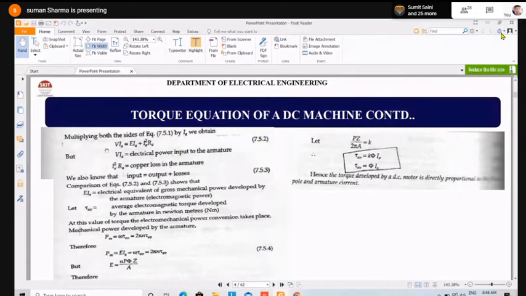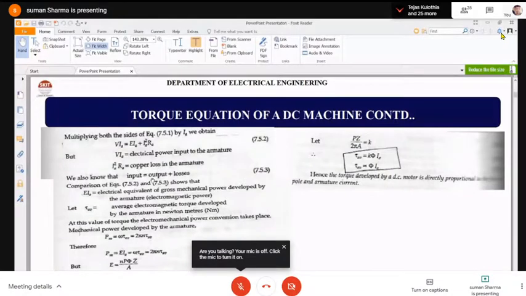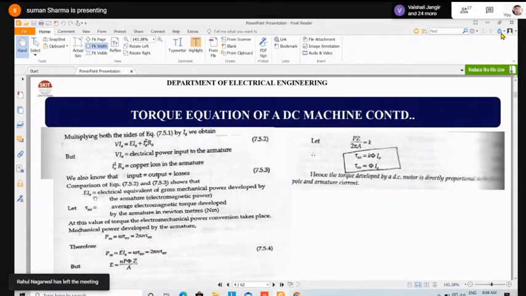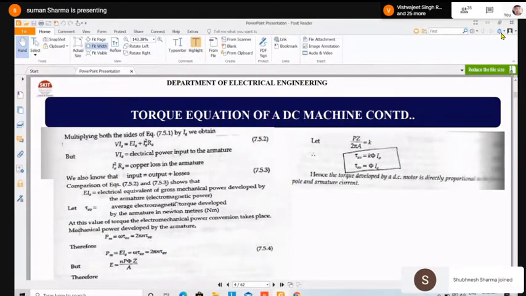So electrical quantity is equal to mechanical quantity plus losses. So we know that input is equal to output plus losses. What is input? Input is electrical form, output is mechanical form because we are considering DC motor, and losses are in the form of winding copper losses. So comparing these two equations, we can write E into IA is the electrical equivalent of gross mechanical power developed by the armature, also called as electromagnetic power, because there is transformation of electric field into magnetic field.